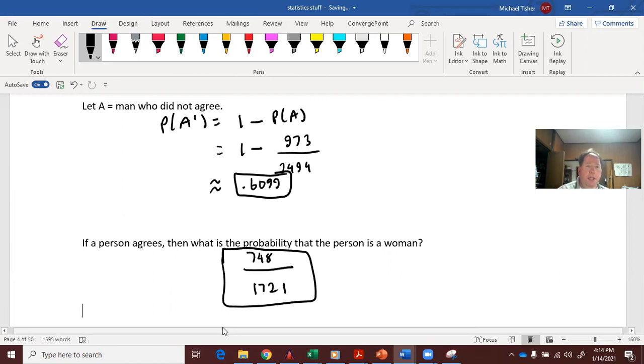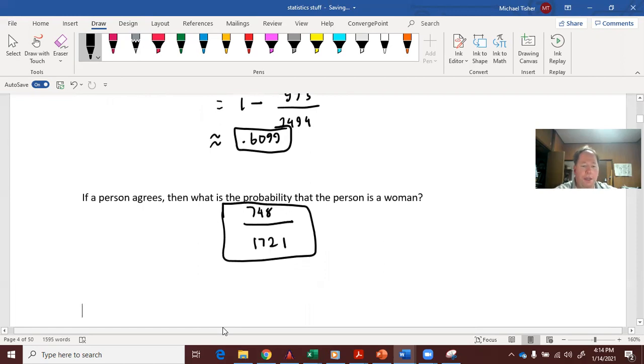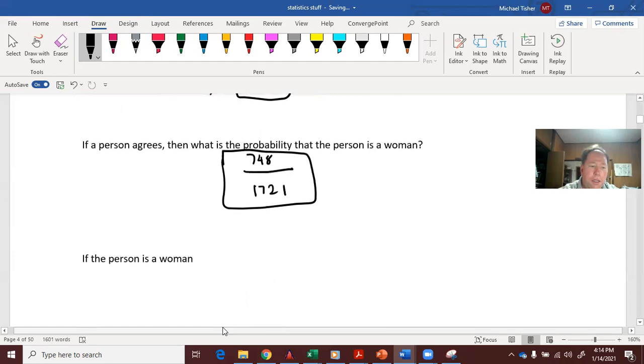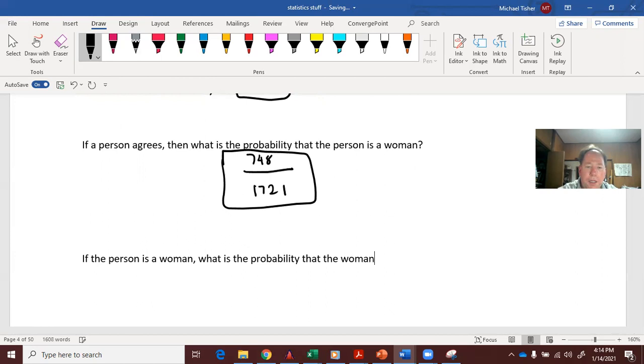By the way, anytime you see the word "if," it's conditional, so we call this conditional probability. Conditional probability is useful if you perhaps want to concentrate on a certain demographic, like men or women, for example. So in honor of that, let's do another problem. Let's suppose if the person is a woman, what is the probability that the woman is not sure?